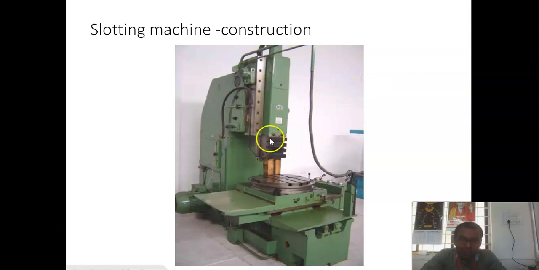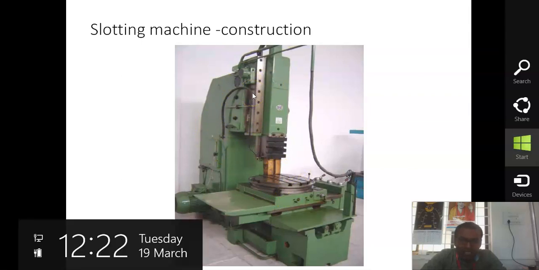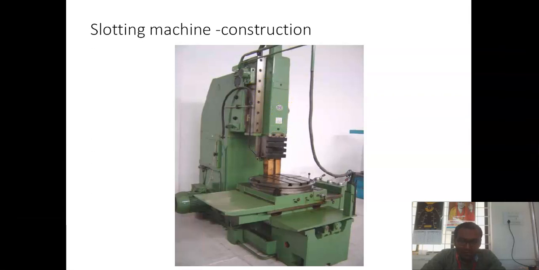This is the tool post. This is the rotary table. This portion is the ram. This is the column and the table which is fitted. And there is a cross slide, a workbench. These are some of the parts of the slotting machine.